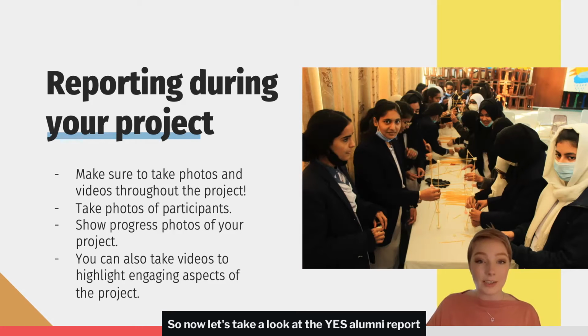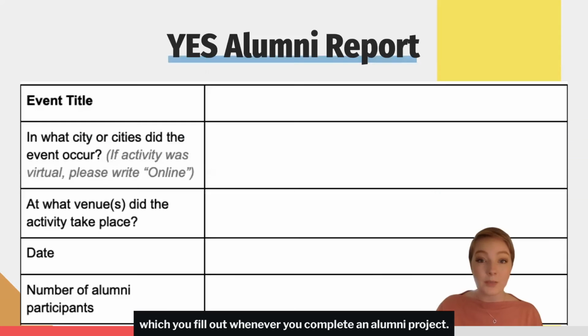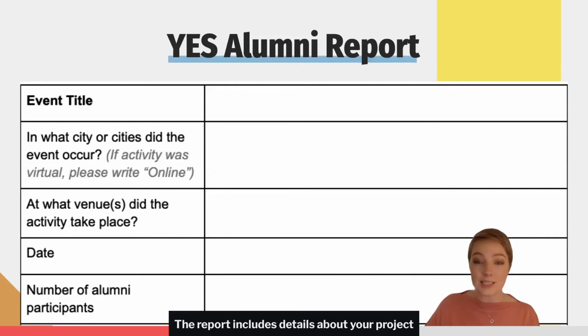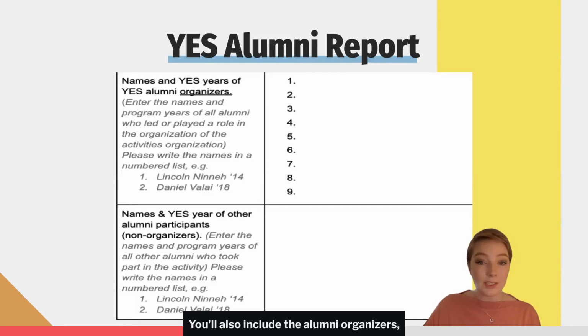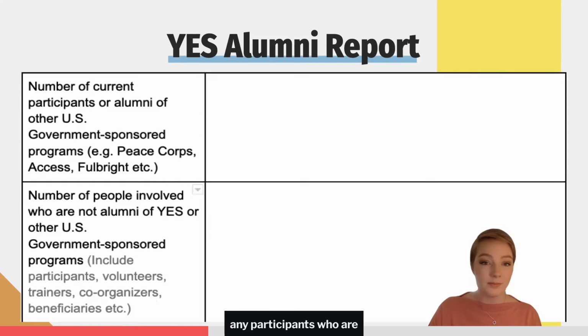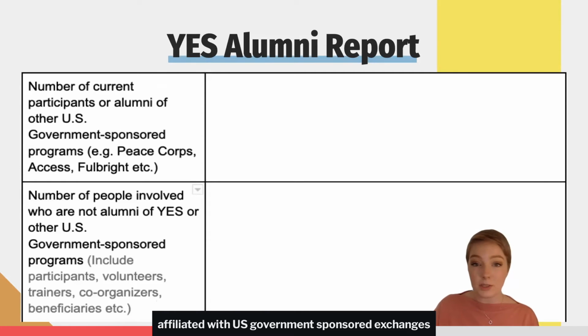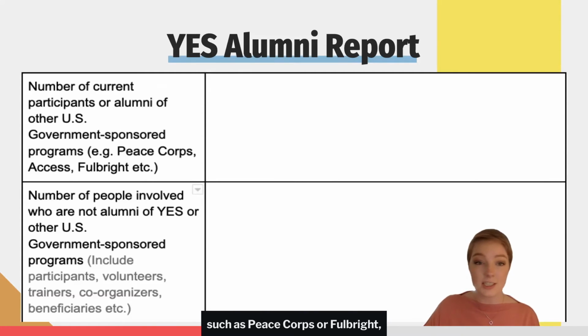So now let's take a look at the YES Alumni Report, which you'll fill out whenever you complete an alumni project. The report includes details about your project, including the title, city, venue, and date. You'll also include the alumni organizers, the alumni who participated in the project, any participants who are affiliated with U.S. government-sponsored exchanges, such as Peace Corps or Fulbright, and anyone else involved in the project.